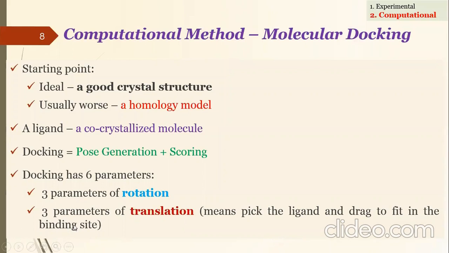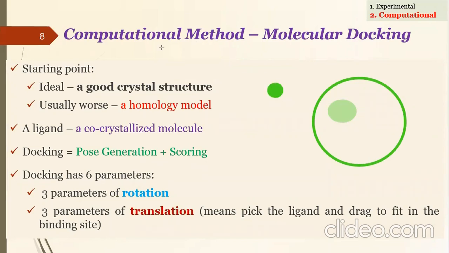So there are 3 parameters in that, and 3 parameters in the rotation. If we have a molecule, and this is the docking site, and we have a ligand there, now what we will do is drag this ligand into the binding pocket, and this will be called translation.